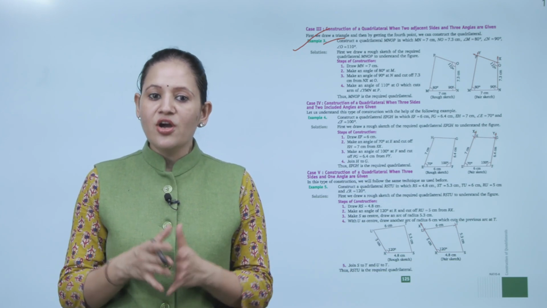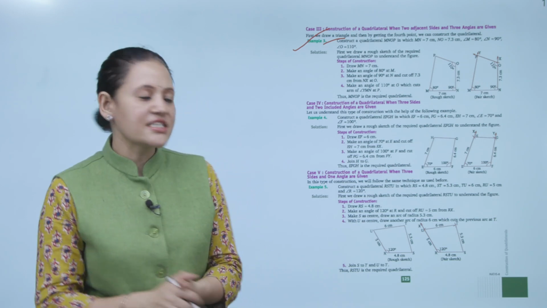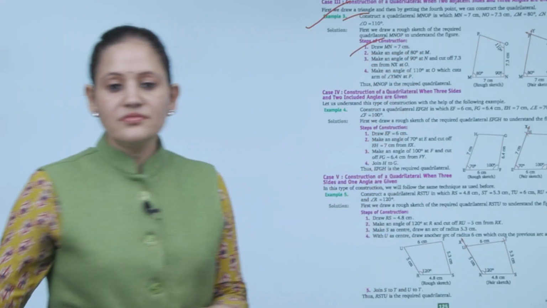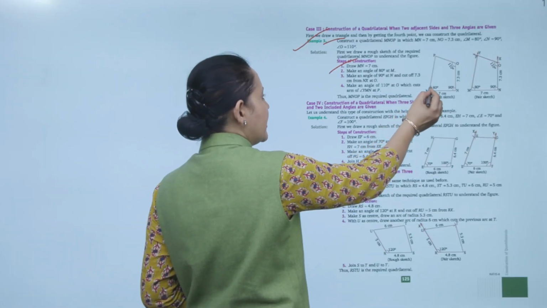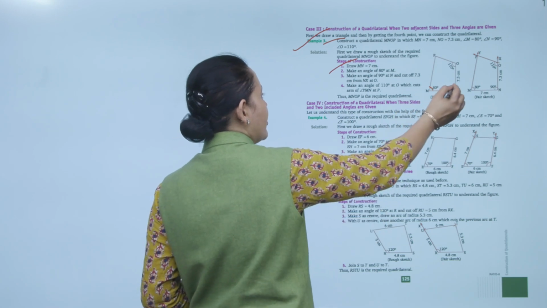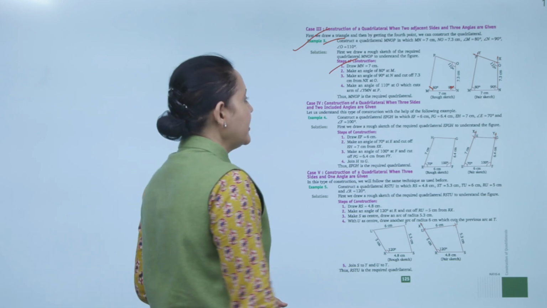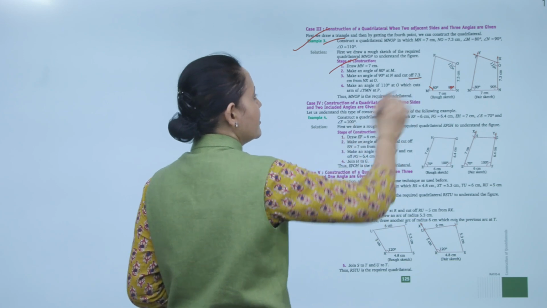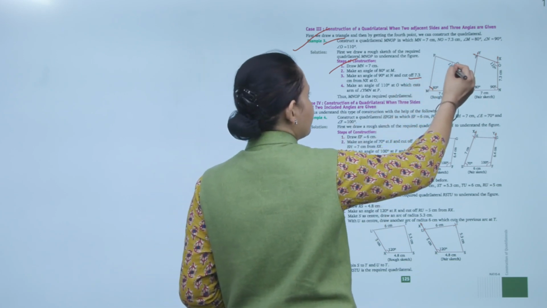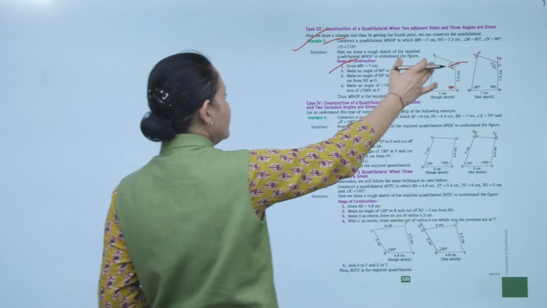Solution. First we'll draw the rough sketch of the required quadrilateral MNOP to understand the figure. Next, steps of construction. First we'll draw the base, that is MN 7 cm. Now we'll make an angle of 80 degrees at M and an angle of 90 degrees at N. Clear? At N we make an arc cutting 7.3 cm. That is the point O.